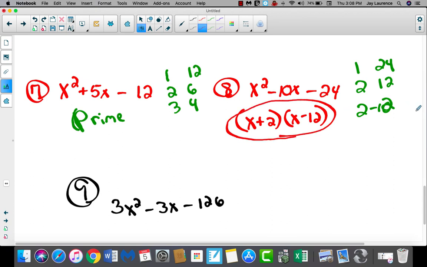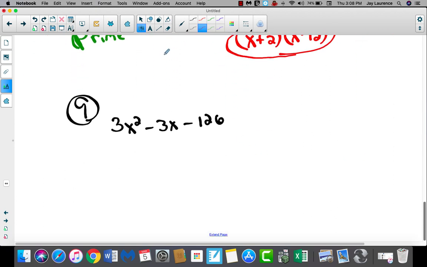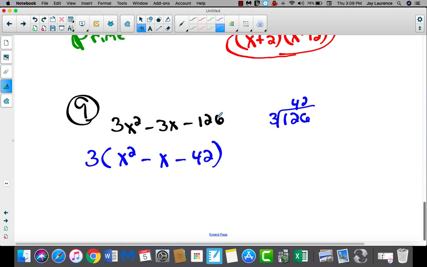All right, now number 9 here. What's the first type of factor you should always try? If you were paying attention earlier, you know it's GCF. I see a GCF in here. I see 3. I think I can pull a 3 out. I'm going to divide by 3 and get x squared minus x minus, well, let's see, 126 divided by 3. I think it might be 42. Minus 42. I factored out the GCF.